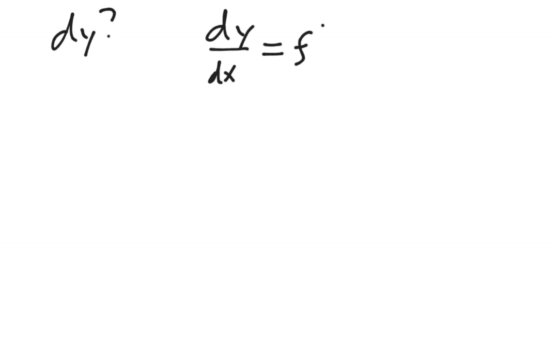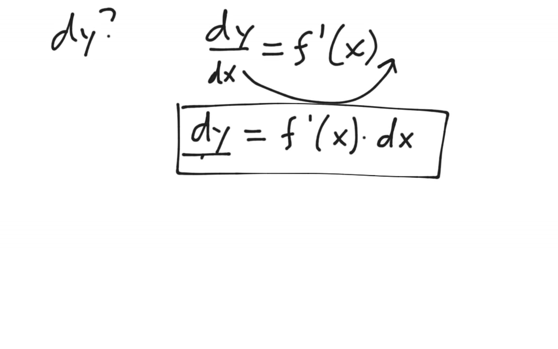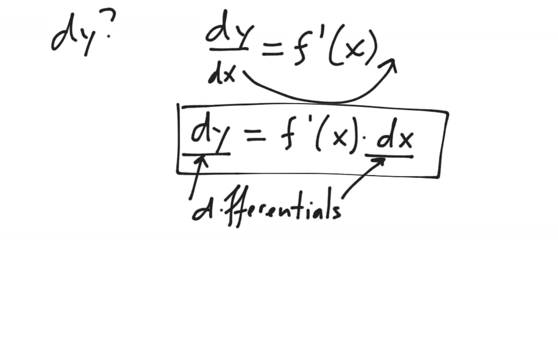This begs the question, how do I find dy and how do I get it by itself? Good question. Here's what we're going to do. We're going to say, well, dy/dx is equal to f prime of x. And watch very closely, using algebra here, move the dx over. So dy equals f prime of x times dx. This is an equation, and this dy and this dx separately are called differentials. Kind of sneaky. All right, let's see how to use differentials in a problem.